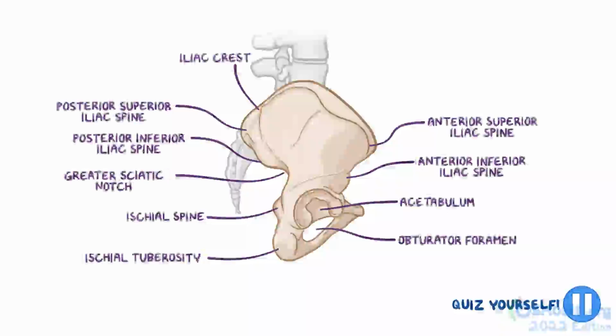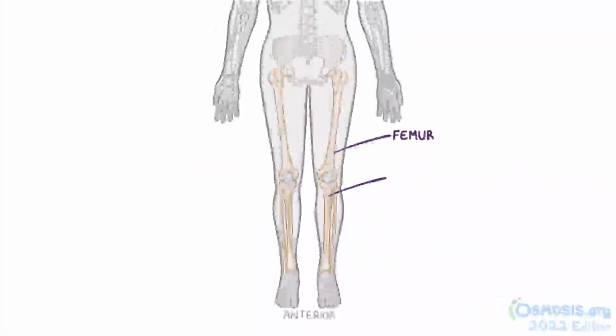Okay, great. Let's now move on to the bones of the free lower limb, which includes the femur, tibia, fibula, patella, and the bones of the feet.